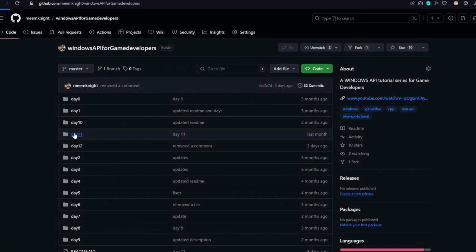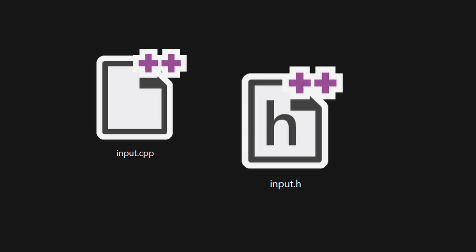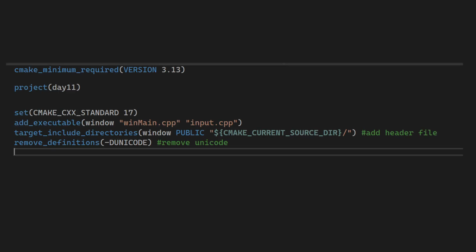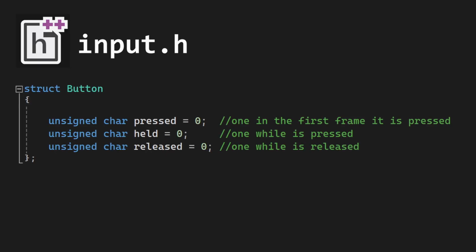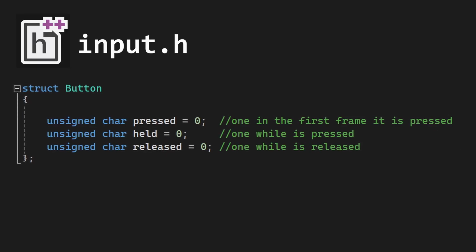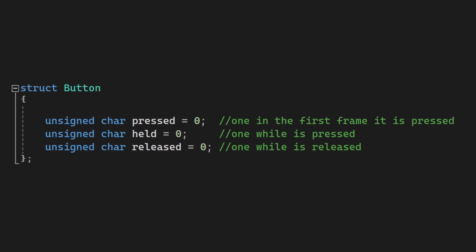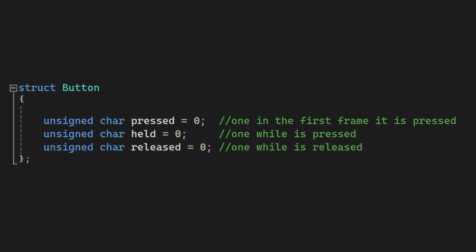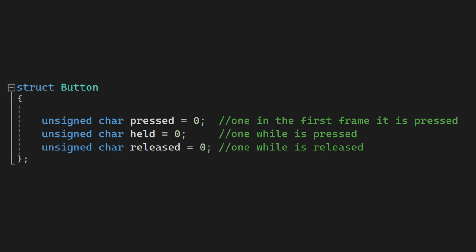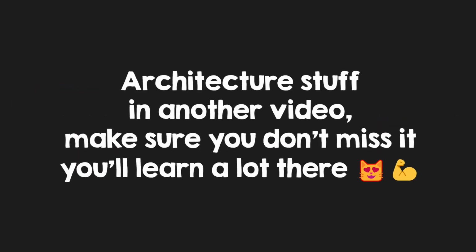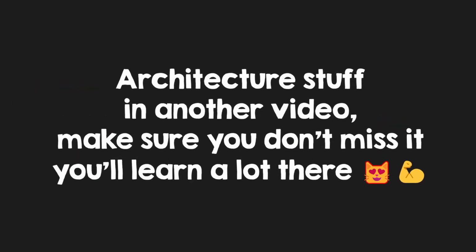So, starting from day 11, I added two new files, input.cpp and input.h. Don't forget to also add them in the CMake. So I'll first create the button struct that represents one button. It has these flags for now, and we'll have to set them correctly every frame, and read them in the gameplay code. I'll talk about separating the window code from the gameplay code later.